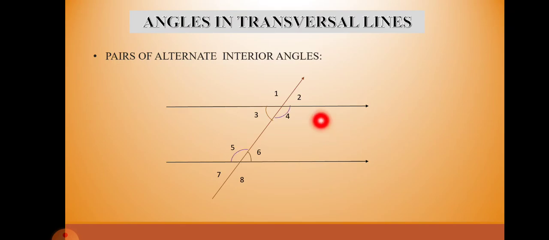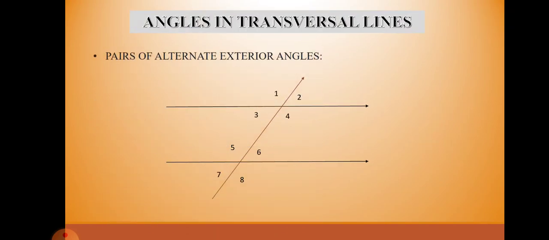Okay, 4 is right side below, 5 is left side above, opposite. Left, right, below, above. 4 is below, right, 5 is above, left. So these two are alternate interior angle pairs: 3 and 6, 4 and 5. Those are the pairs of alternate interior angles.